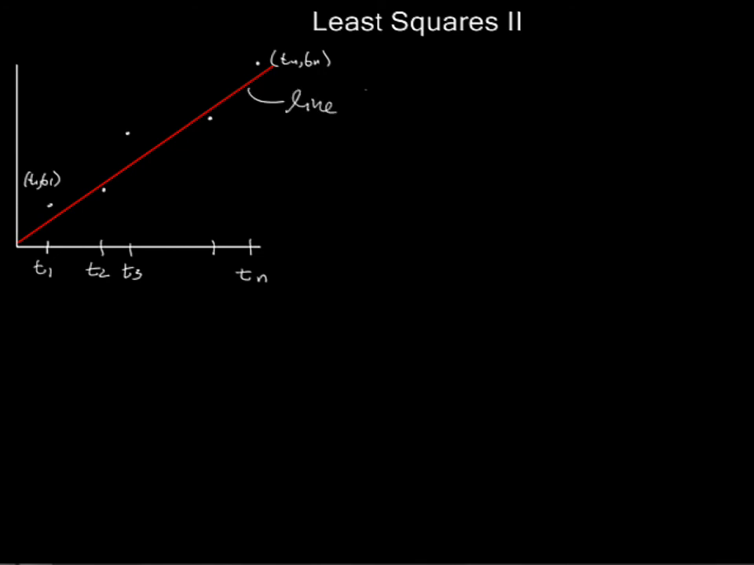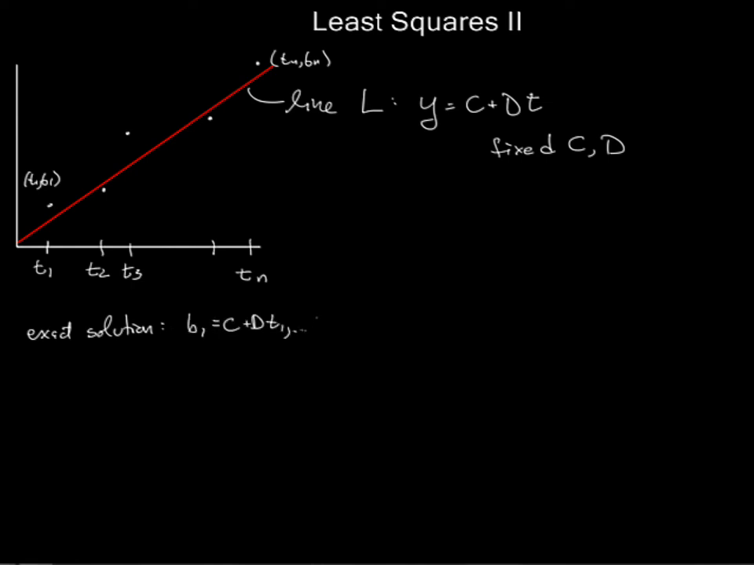Okay, well, we know exactly how to do this, so let's look. So here's our line L, and it's a line, so it's given by some equation c + dt, where c and d are what we don't know. We need to pick the slope of the line and the y-intercept, or however you want to think of it. And if we had an exact solution, that would mean that b1 is equal to c + d t1, and bn is equal to c + d tn, and so on. And that is to say, we'd have this matrix equation. Put a bunch of 1's in the first column, and then t1 through tn in the second. And if you multiply those by (c, d), you're supposed to get b1 through bn.